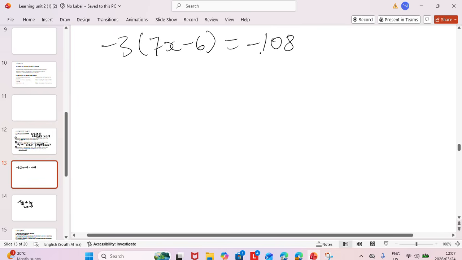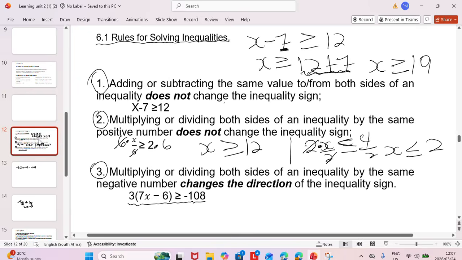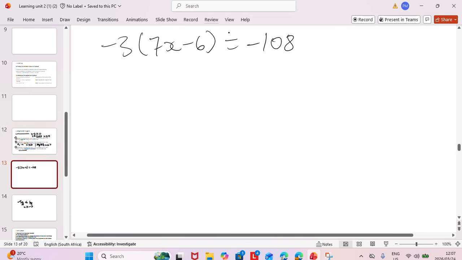Okay, so this is what we need to do here, guys. You can just apply the distributive law, or you just divide by minus 3 on both sides. Was it greater than? It was greater than. Here we have greater than or equals to, not equals to. So this is what we need to do.